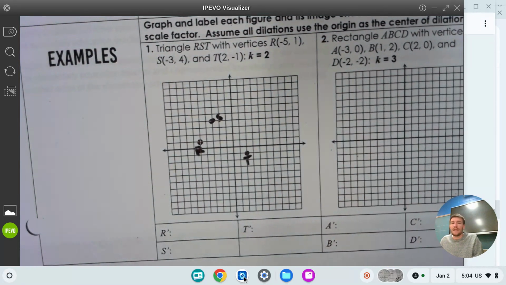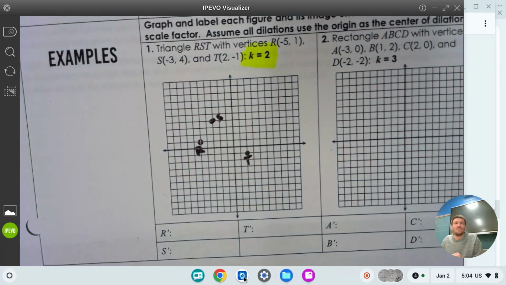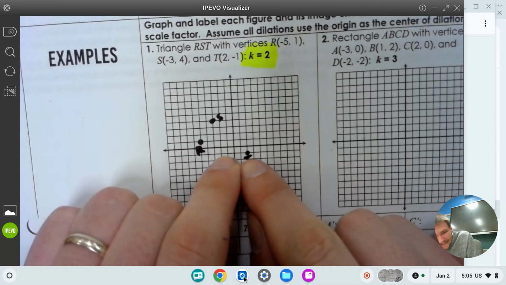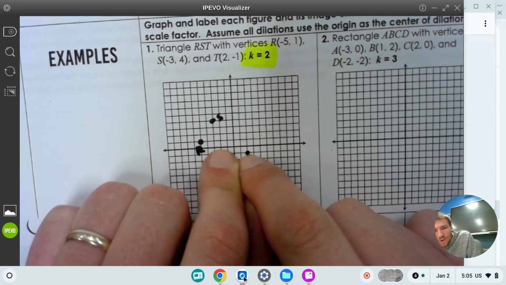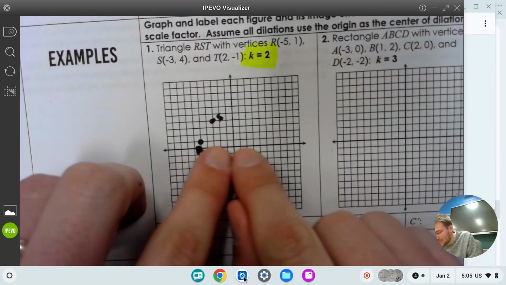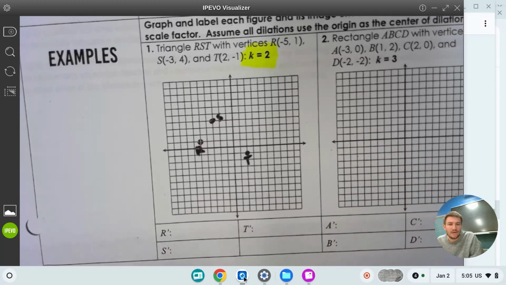And when we're doing these, k is equal to 2, obviously very important. We're basically just going to be getting twice as big of a shape. And the way you want to think about this is that your coordinate is going to go twice as far away from the origin as it was. So if you think about this T here as being 2 boxes over and 1 box down, we got to double it. We got to get twice as far away. So instead of going 2 boxes over, we got to go 4 boxes over. Instead of going 1 box down, we got to go 2 boxes down. And the good news is that's literally just multiplying by 2.